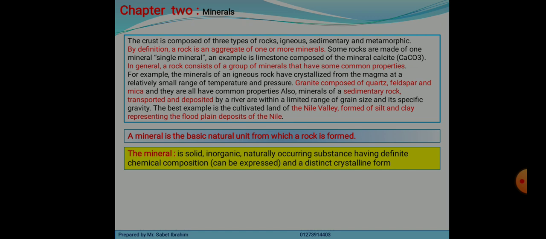So, what is a mineral? A mineral is a solid, inorganic, naturally occurring substance having a definite chemical composition and a distinct crystalline form.